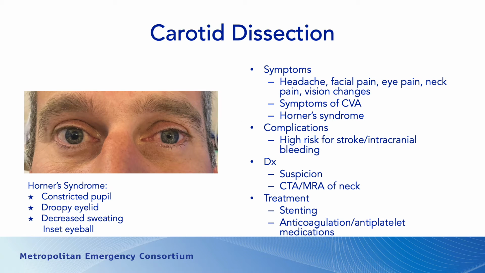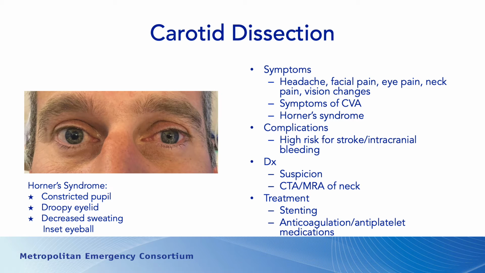So how do we look at this? What are the symptoms that we look at? These patients could have symptoms related to trauma, so those are pretty specific, but particularly in those patients who have atraumatic carotid dissection, patients may have headache on the side of the dissection. They can have facial pain on the side of the dissection. So if the patient is complaining of acute facial pain with no previous history, think about, could this be a carotid dissection? They could have neck pain, they could have eye pain, they could have visual changes to the affected eye, they could have symptoms of stroke, and they could have Horner's syndrome. So what is Horner's syndrome?